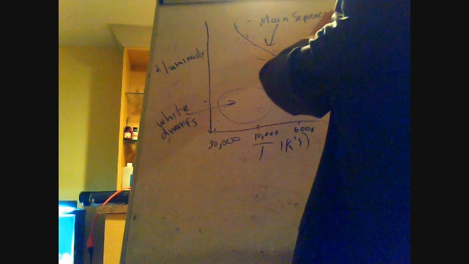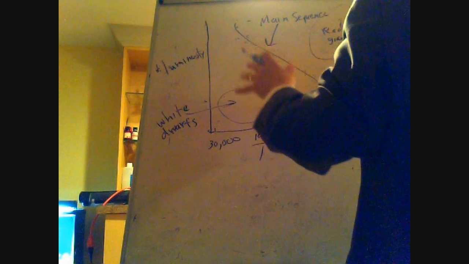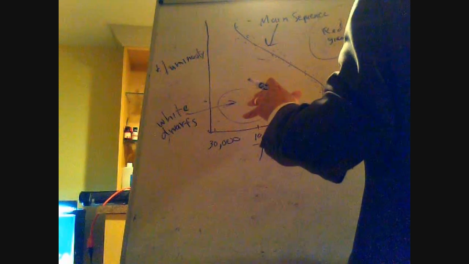So the giant stars are not on the main sequence, and we'll learn a little bit later on why that is. Also, there are going to be blue giants up in this region here, and then a lot of stars that we can see with the naked eye. Sirius. Sirius A lies up here.